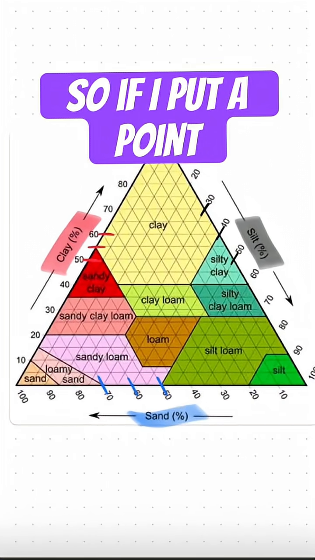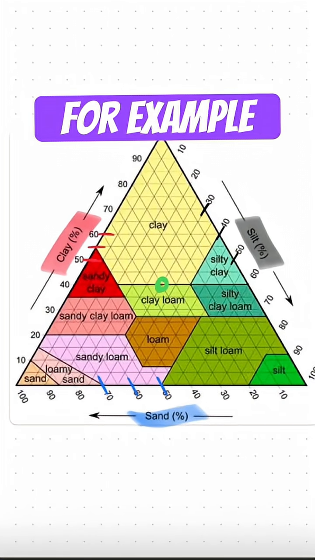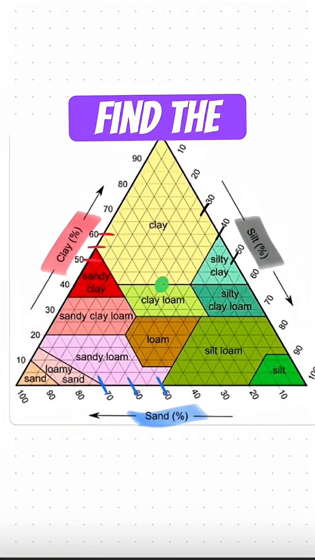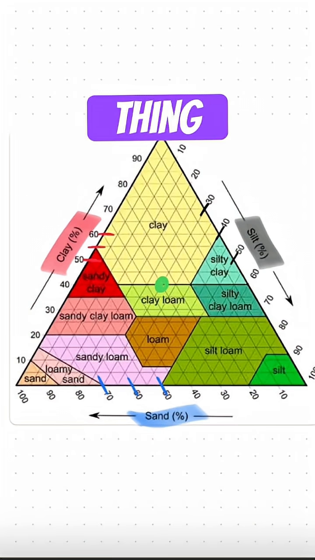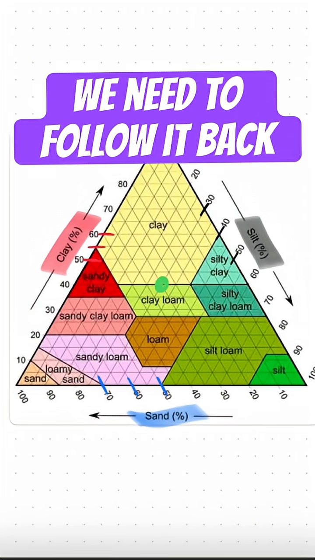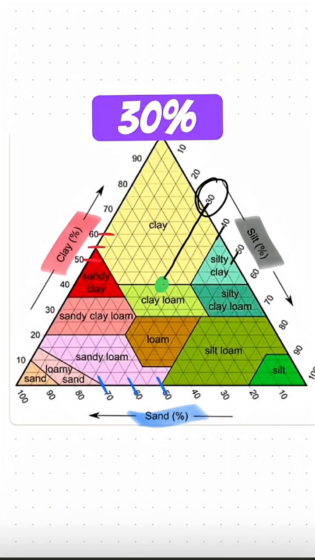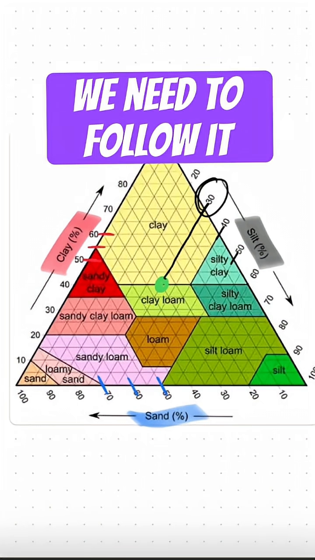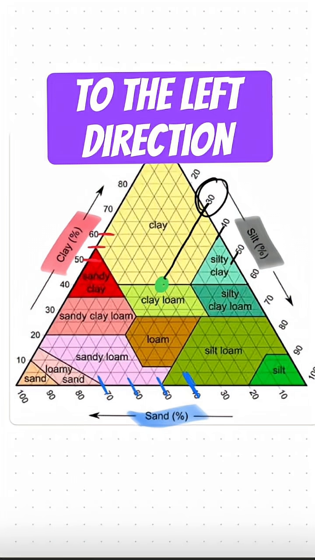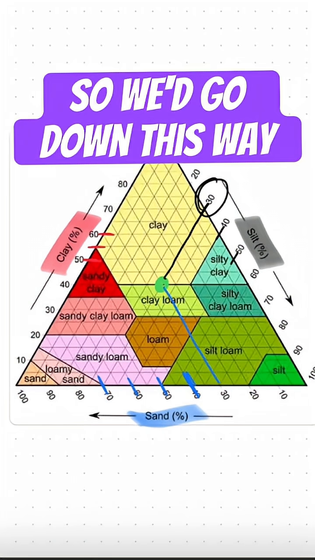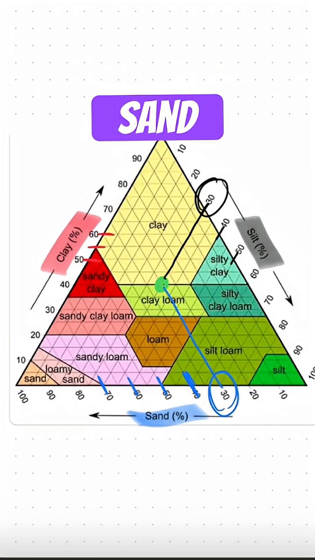So if we take any point on this graph, we just need to follow those directions back to that axis. So if I put a point here, for example, in green, to find the value of that thing for silt, we need to follow it back this direction. So that would be 30% silt. For sand, we need to follow it on these upwards to the left direction. So it would go down this way and it'd be 30% sand as well.